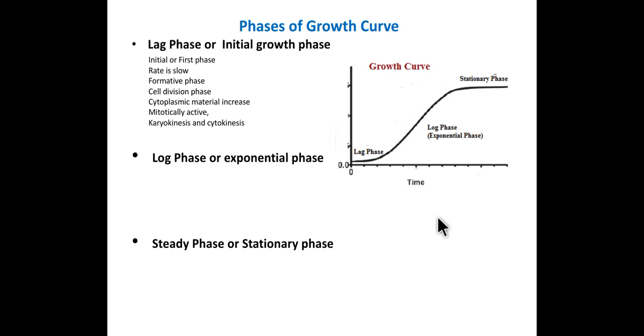It is a formative phase, the cell division phase, in which cytoplasmic material synthesis takes place, formation of genetic material, protein, carbohydrates and protoplasm synthesis takes place, and the cells become mitotically active. The karyokinesis and cytokinesis also take place in this phase.